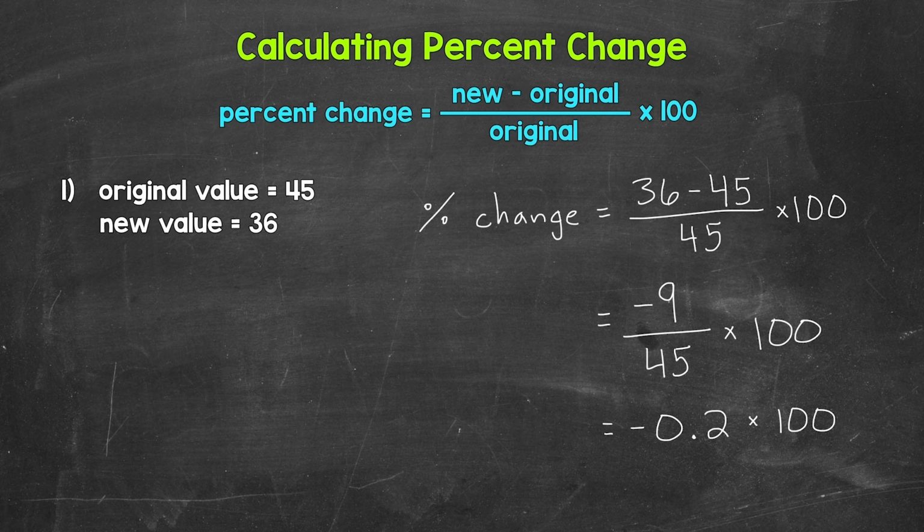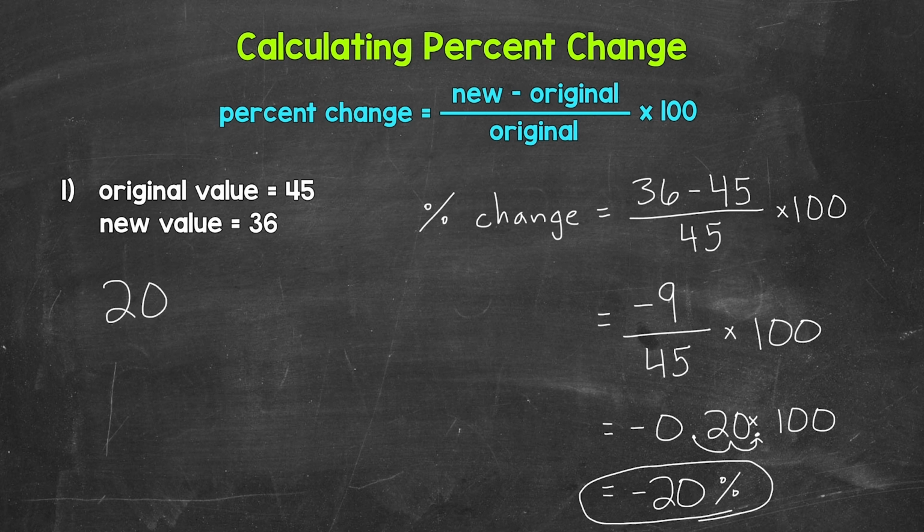So we're taking that decimal and multiplying it by 100 in order to convert it to a percent. And a quick way to multiply by 100 is to move the decimal twice to the right. So once, twice to the right, and we can fill this place with a 0. And that gives us negative 20%. Now that negative tells us we have a decrease. So we went down 20%. So this was a 20% decrease.